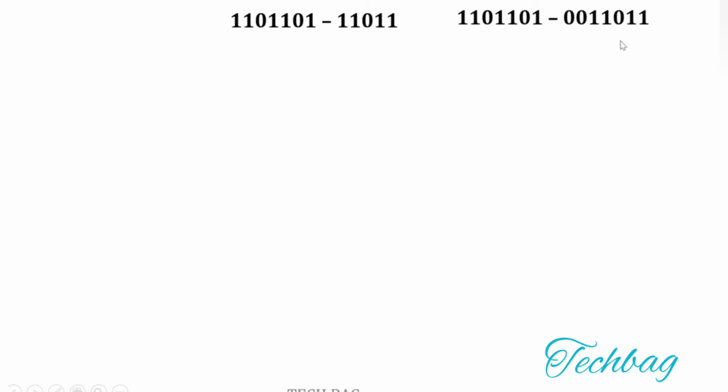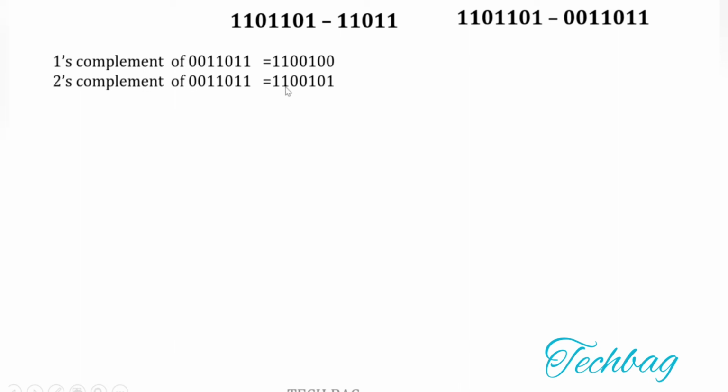So first take the 2's complement of the subtrahend. To get 2's complement, you have to add 1 with the 1's complement. So first you have to take the 1's complement, then add 1 with the 1's complement to get 2's complement. So the 1's complement of the subtrahend is 11100100. Next add 1 with this to get 2's complement. So now we get 11100101. This is the 2's complement of the subtrahend. Add the 2's complement of the subtrahend with the minuend.